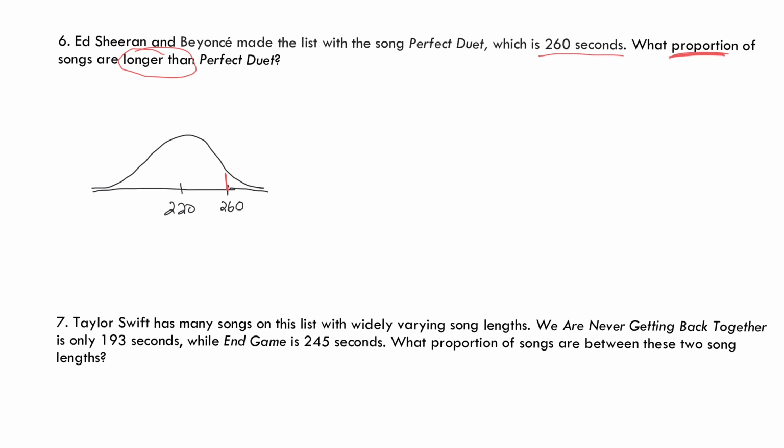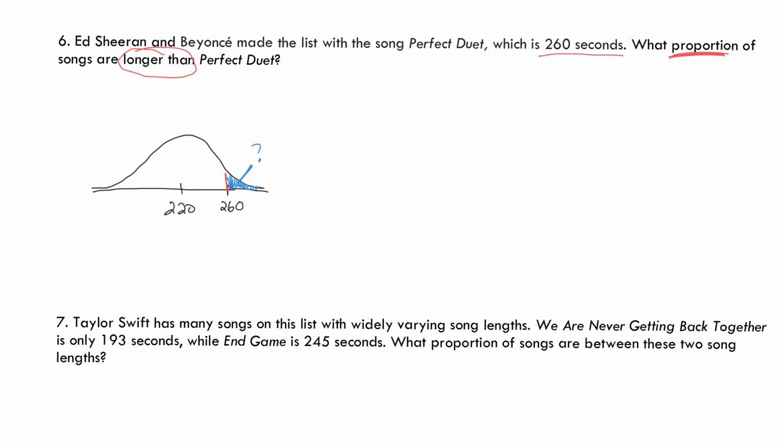Since it says longer, I want to shade the right side of 260, because everything on the right side is going to be more, longer, bigger than 260 seconds. So the proportion that we're looking for is this small area right there, and we can use the calculator to find that area. But we do need the lower bound and the upper bound. So let's look at the area again. The area from left to right starts at 260 and it keeps going and going and going.